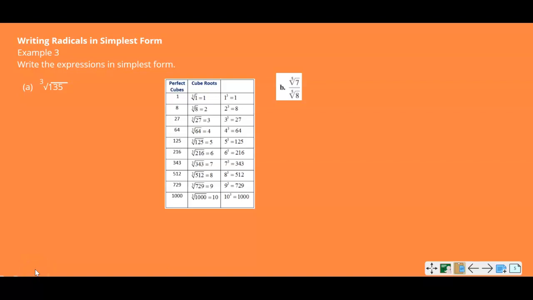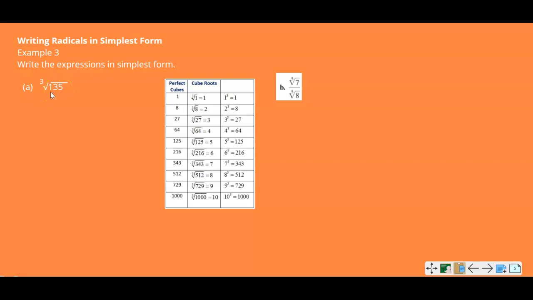Properties of rational exponents and radicals. We're on example 3, writing radicals in simplest form. So write the expression in simplest form. A part says we have the cube root of 135.